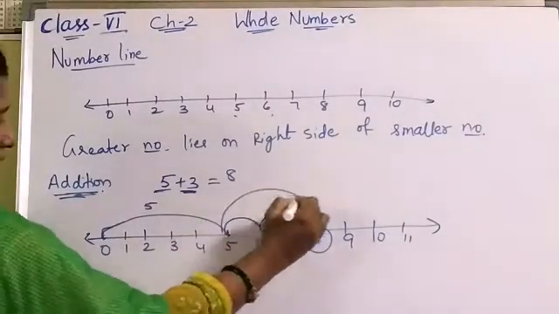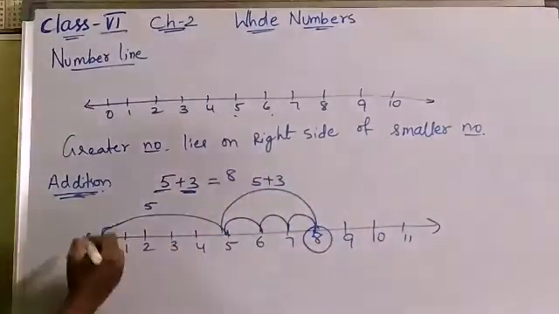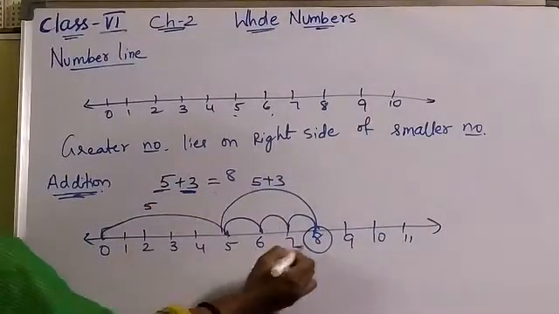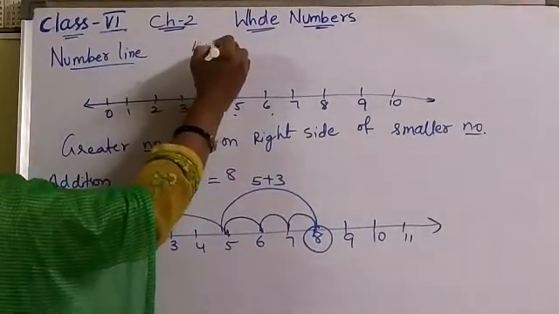So you can do it directly like this also. This curve is nothing but 5 plus 3. Is that clear? So 5 plus 3 is 8. You got 8 here. For example, on this number line, if I take 4 plus 5.